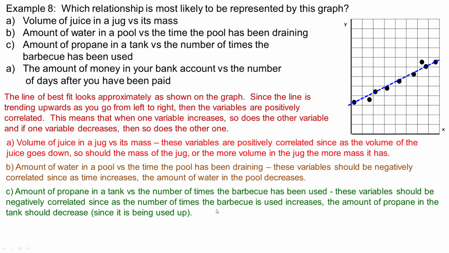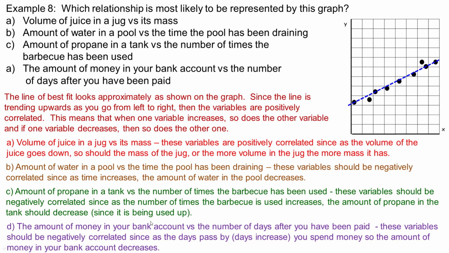The amount of propane in the tank versus the number of times the barbecue is used. Again, these variables should be negatively correlated, since as the number of times the barbecue is used increases, the amount of propane in the tank should go down. The more you use it, the less propane should be in it. And the last one, the amount of money in your bank account versus the number of days since you've been paid. These variables should be negatively correlated, since as the number of days increases, you spend money, so there should be less in your bank account. So they would be negatively correlated as well. So the only correct one here would be A.